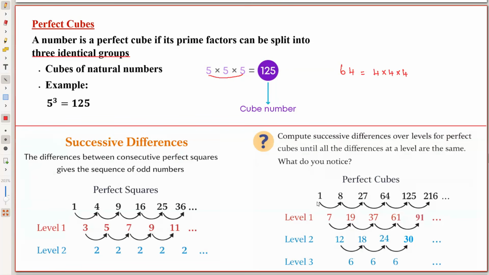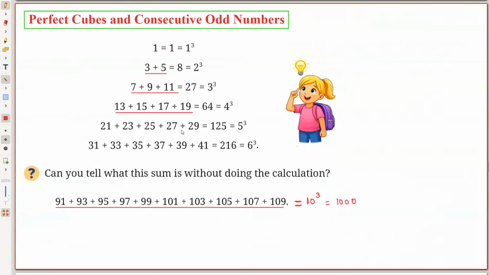Similarly, the difference between consecutive perfect cubes gives these numbers, which again are odd numbers only. Here, if you again find the differences, you get 12, 18, 24, 30. If you find the difference once more, 6, 6, 6 comes. This is for your note.